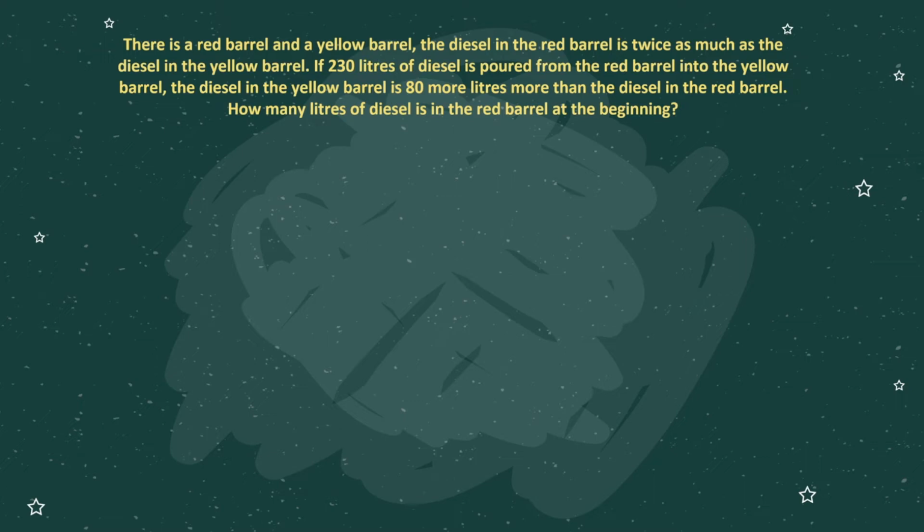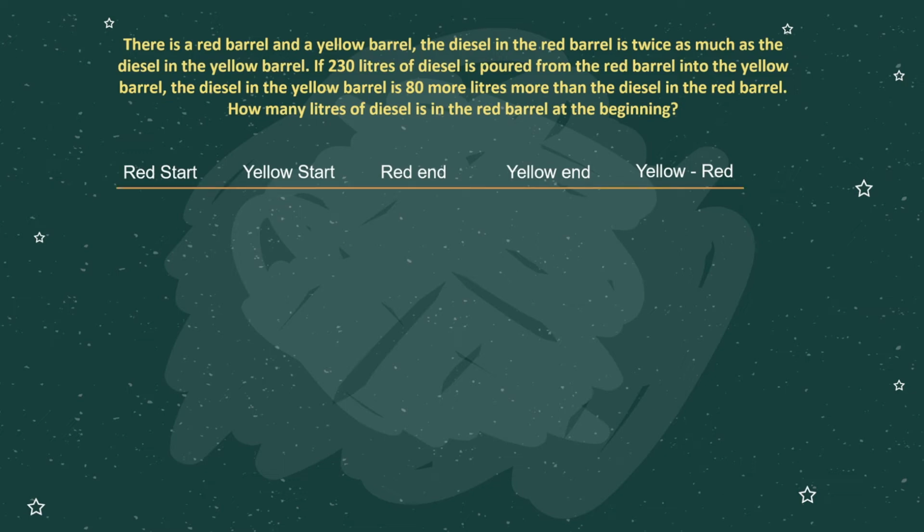Here, we'll need to guess what's in the red barrel in the beginning. To help us sort out our guesses, we would also need all of our related information, which are the amount of the yellow barrel at the start, the amount in the red and yellow barrel after the transfer of the diesel, and finally, the difference between the yellow and the red barrel after the transfer. Okay, so let's start with our first guess.